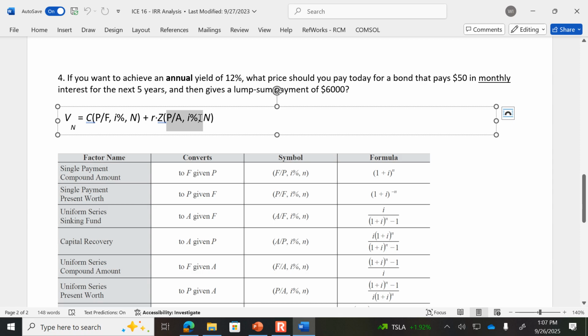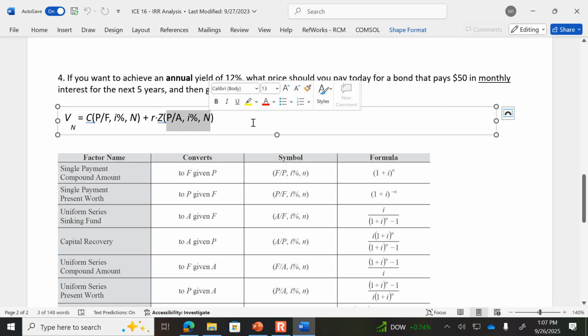Here in parentheses, find P given A, that's just a reminder that there's a uniform series being paid out every so often. It's the interest payments, and you want to find out the lump sum present value of those interest payments. R times Z is the $50 per month that you're getting in interest payments. We don't know the face value, and we don't know the stated rate of this bond, but we don't need to if we know in dollar terms how much interest is being paid out, and that's $50. So there's 60 payments of $50.